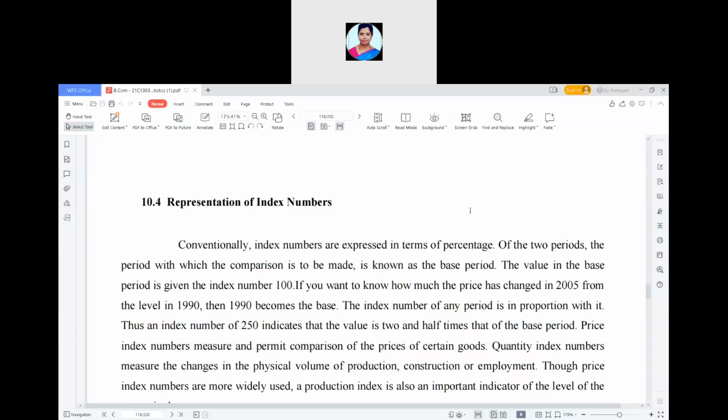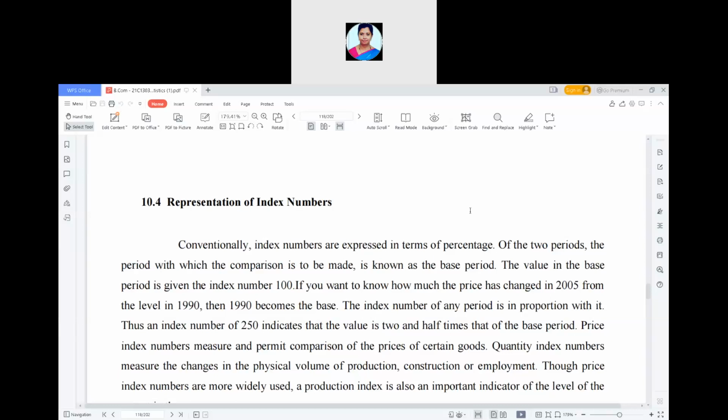So the first point is the period that is selected as a base should be normal. It should be free from abnormalities like war, earthquakes, famines, and booms and depressions, etc. The second point is that it is desirable to have an index based on a fairly recent period, since comparisons with a familiar set of circumstances are more helpful than comparisons with vaguely remembered conditions.